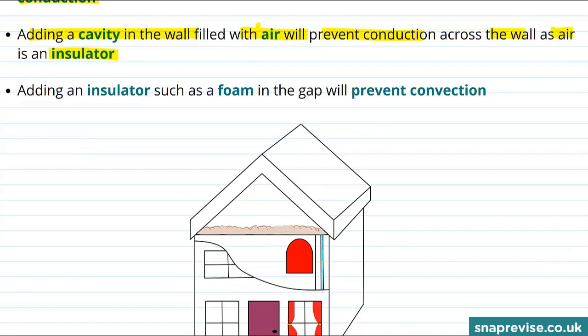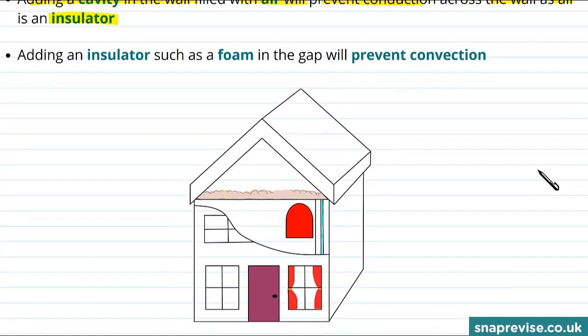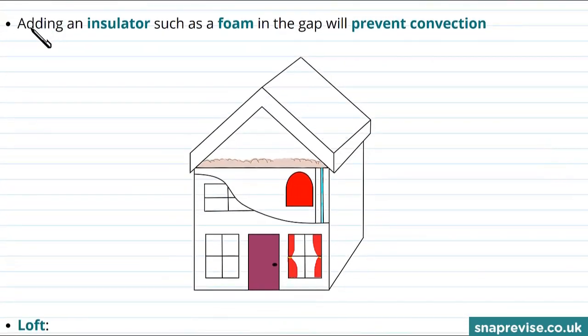Now the problem we might have with having an air gap there is it might allow energy transfer by convection, because that's something that happens with liquids and gases. So then we add an insulator such as foam in the gap to prevent these convection currents from forming.